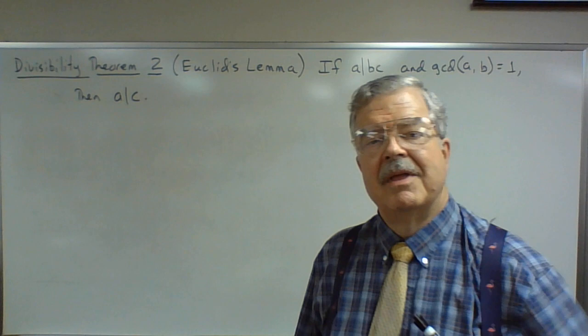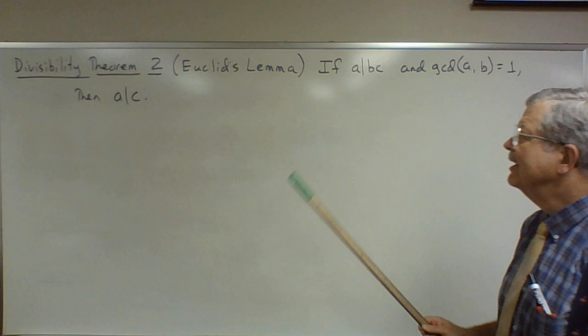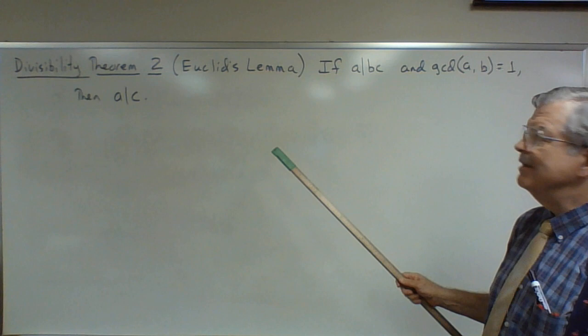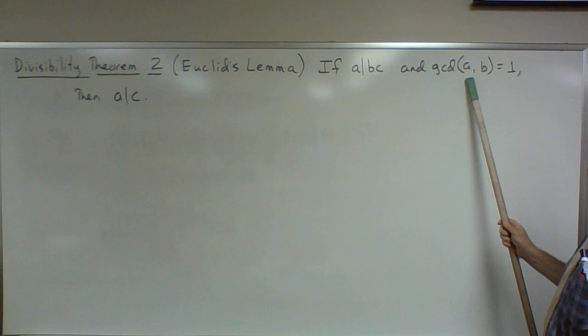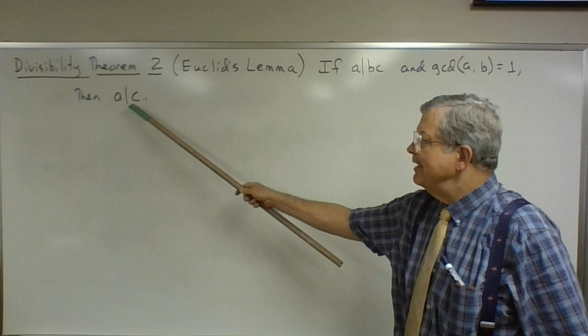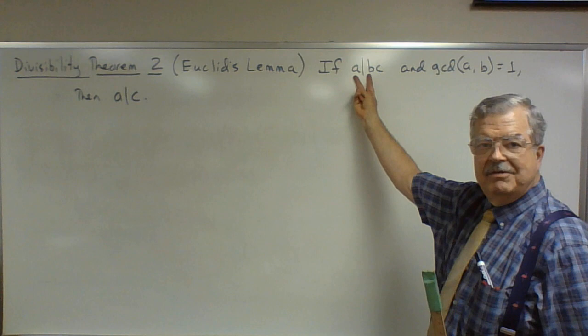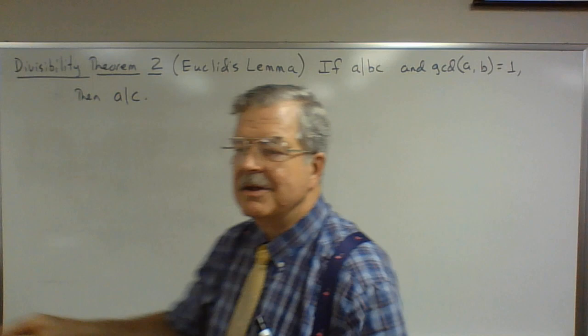Here's our next divisibility theorem, Euclid's Lemma. It has a name, you better know it. The theorem, that is. If A divides B times C, and the greatest common divisor of A and B is 1, then A divides C. If these two guys are relatively prime, then A divides C. Okay, let's look at some examples.